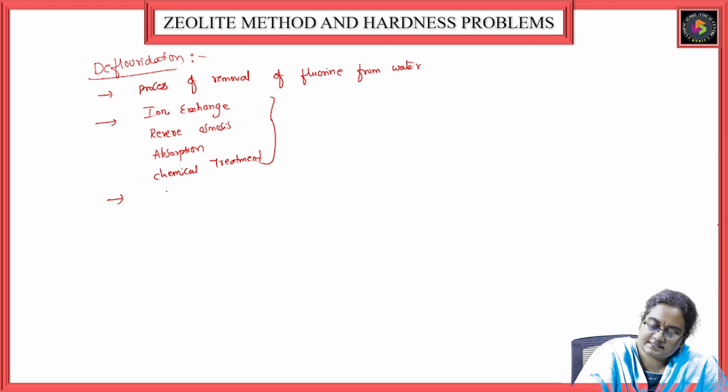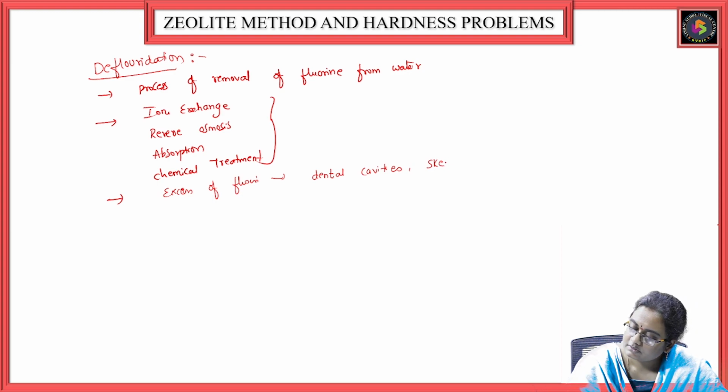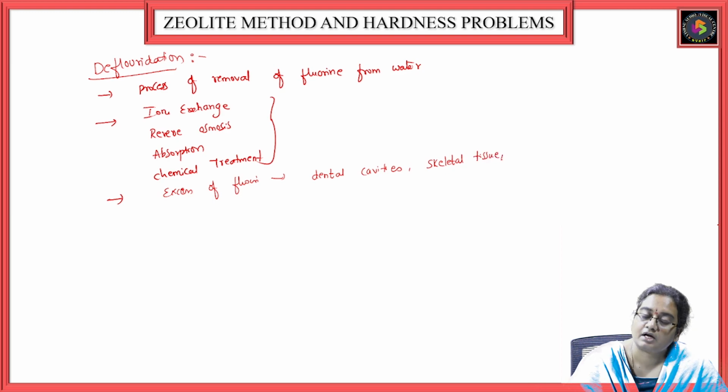Due to excess of fluorine, there is a problem of dental cavities. And there is a problem with the skeletal tissues, where you are going to have bow-shaped legs, and the tooth will turn into yellow colored teeth.